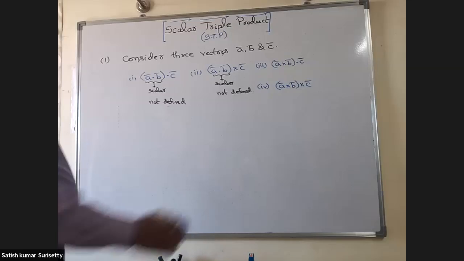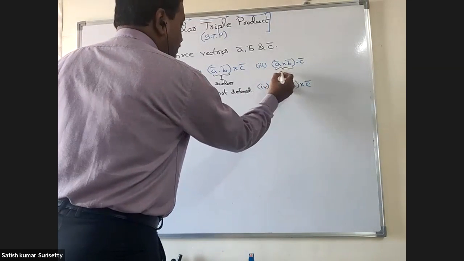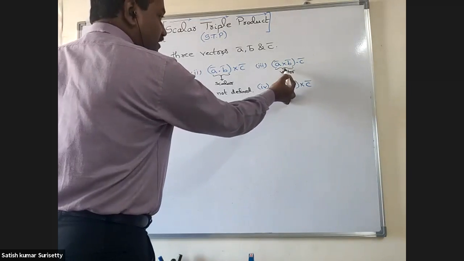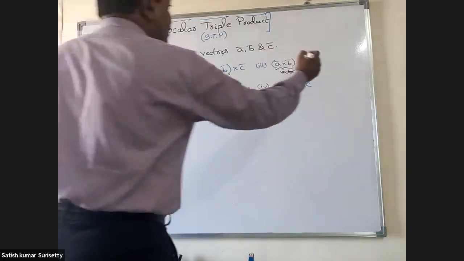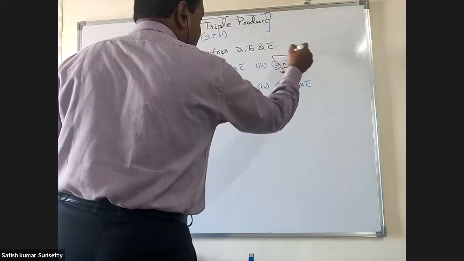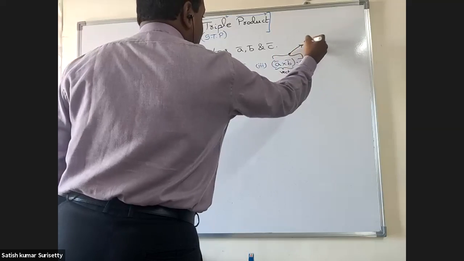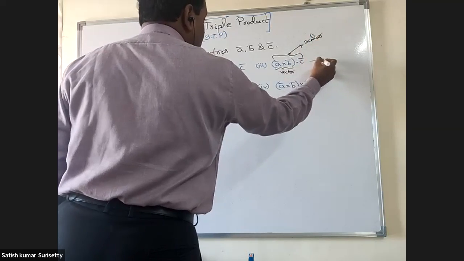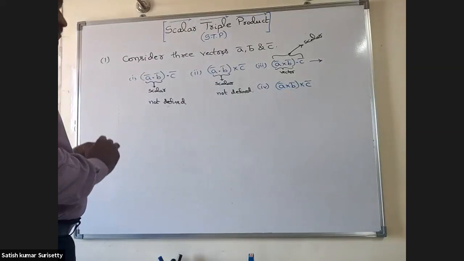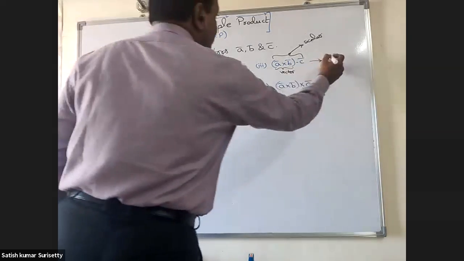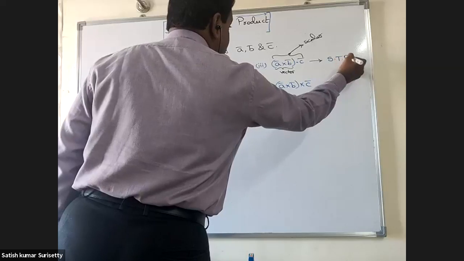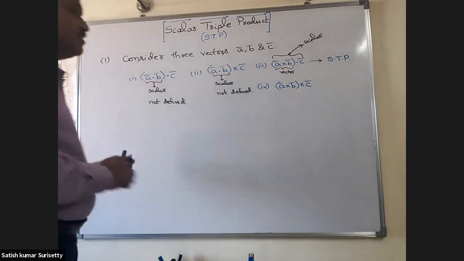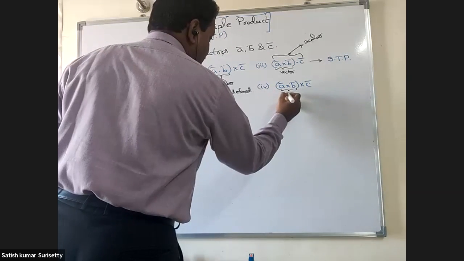In the third, A bar cross B bar is a vector. So dot product is defined between a vector and a vector. And the result is a scalar. So it is called scalar triple product, STP, scalar triple product.